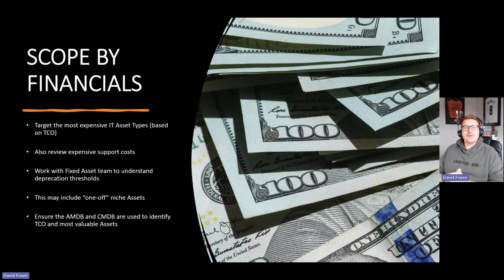You can then look at scoping your hardware assets by financials. So what are the most expensive IT asset types based on your total cost of ownership? This includes the purchase of the physical hardware, any support and maintenance, any long-term costs to keep that equipment going. How much does that asset cost you through your internal life cycle?